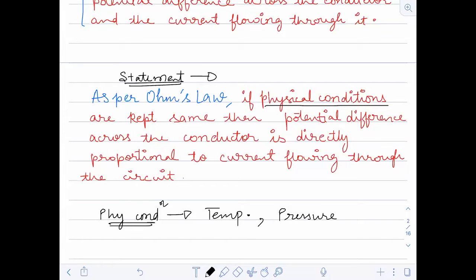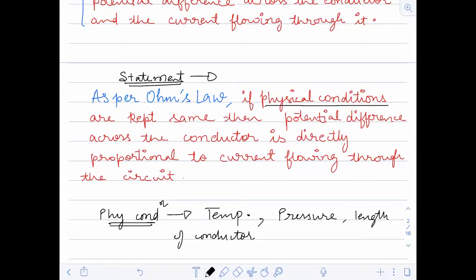Then physical condition also means the length of the conductor. The length of the conductor should not change. If you are comparing two conductors, their length must be the same. So this is what I mean by physical condition.